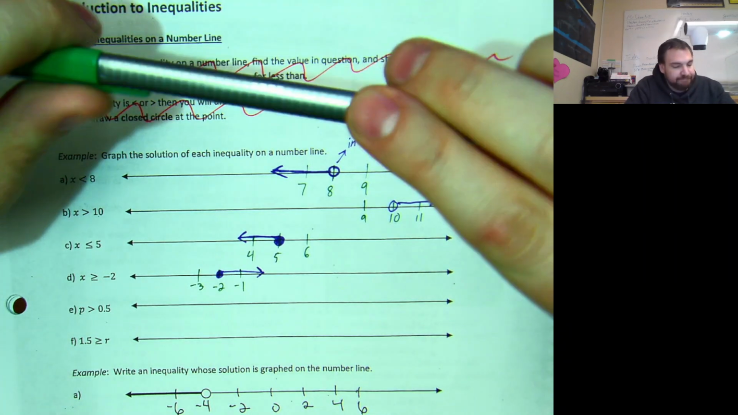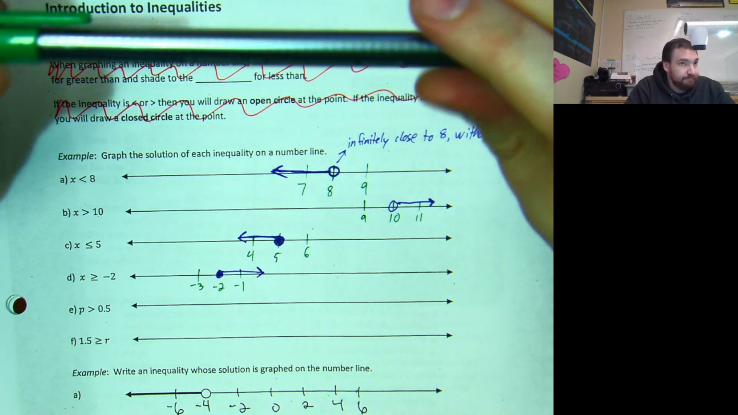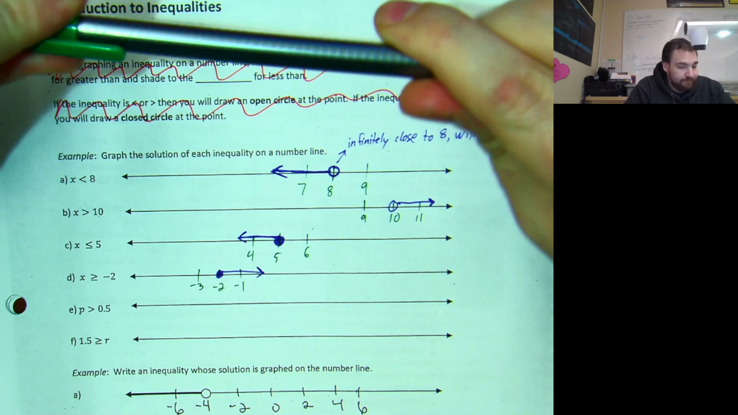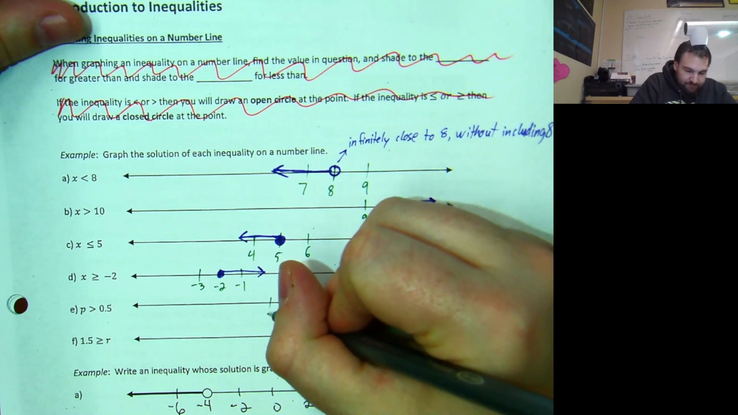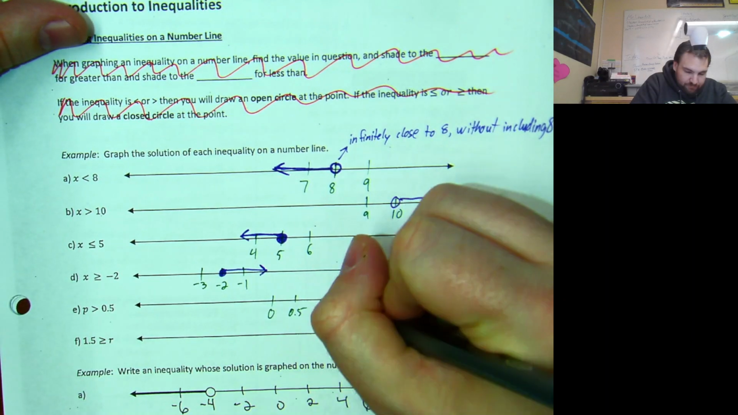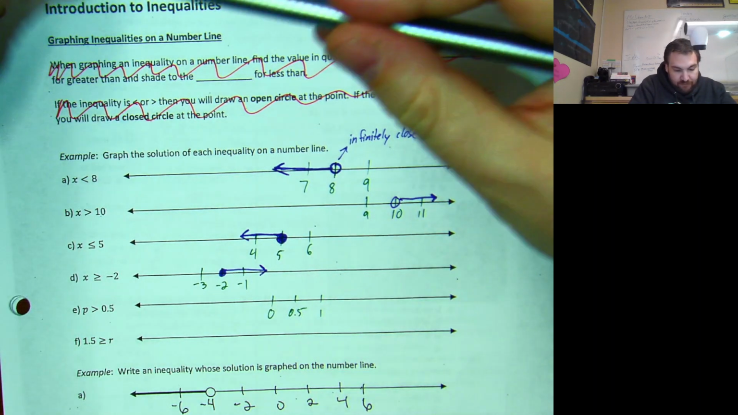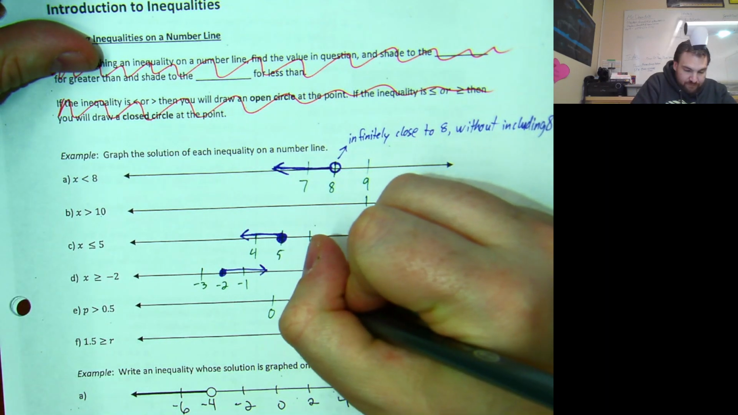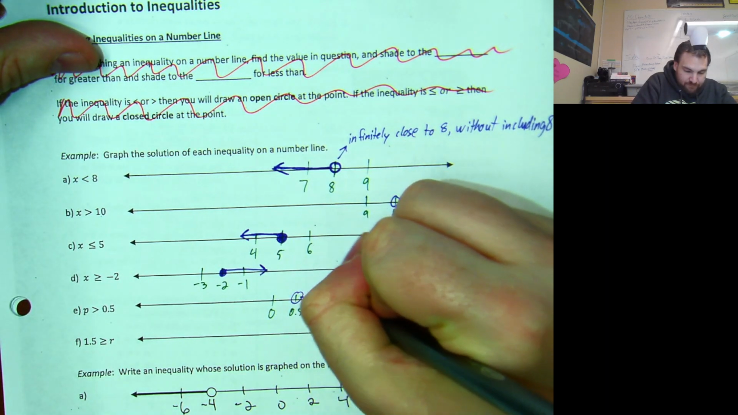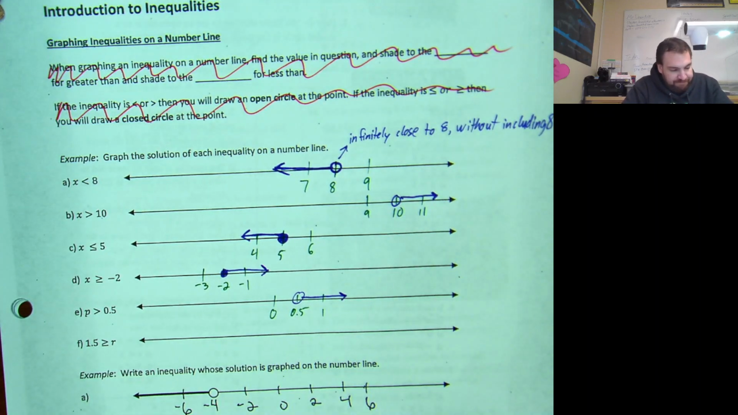How about E? Carolyn. Cool, love it. Because p is greater than 0.5.